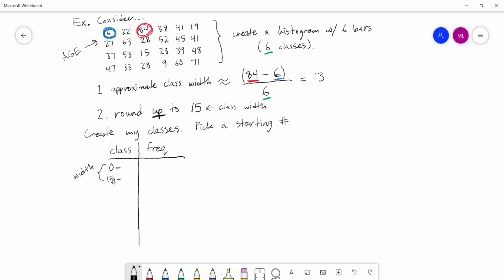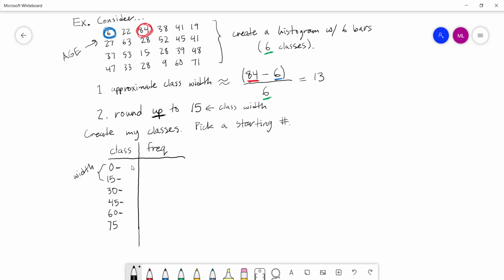0 to 15. Add 15 more to that, and I would be at 30. Add 15 more to that, and I would be at 45. Add 15 more to that, I'd be at 60. I'm up to 1, 2, 3, 4, 5 lower class limits, so I need one more because we want 6 total classes. So the last one will be 75. So I've got all of my lower class limits listed out.